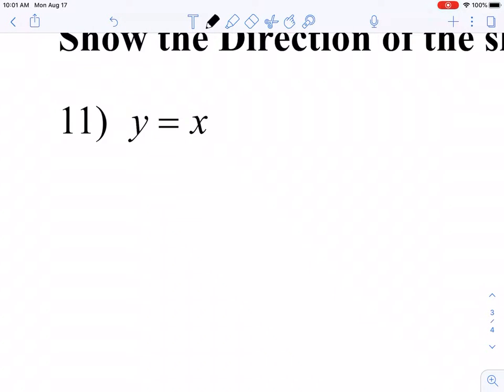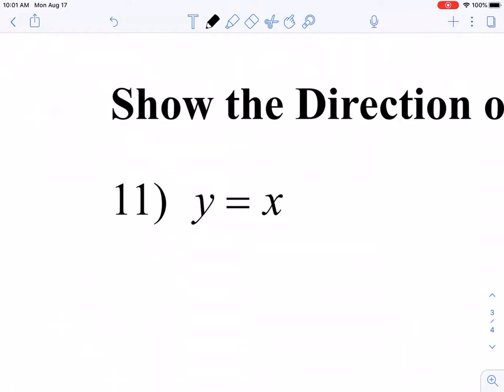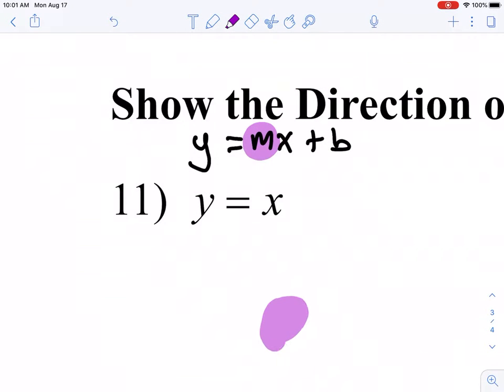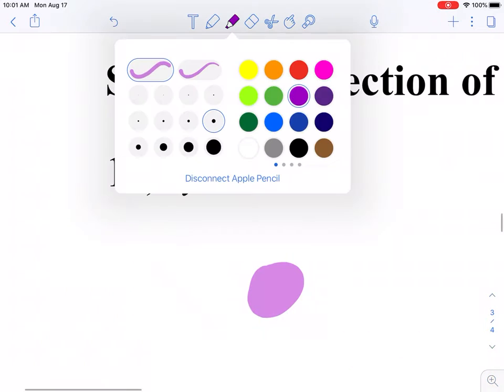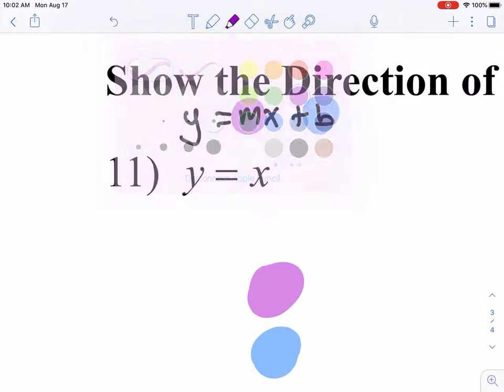All right. We're going to go over the direction of the slope and the y-intercept just briefly. If we are given a problem like this, remember the main thing that we're using is slope-intercept form. Y equals mx plus b, where m is our slope. That's the number that sits next to x. And b is the number that is added at the end of our equation.